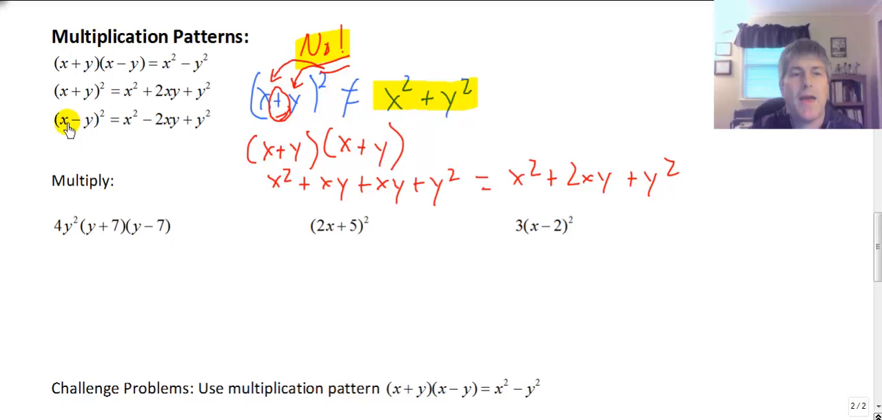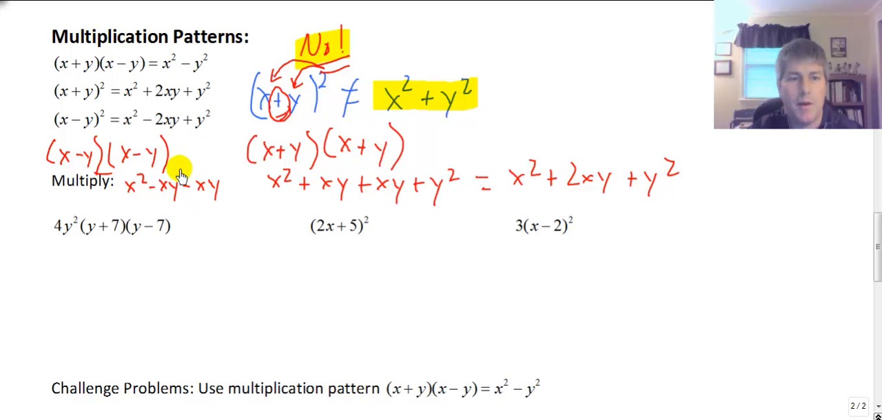And then the other final pattern, x minus y quantity squared, again, is equal to x squared minus 2xy plus y squared. This is x minus y times x minus y. That's what x minus y quantity squared is, not x squared minus y squared. And when you FOIL that out, you are going to get x squared minus xy. You see here the inner terms, and then you get minus xy again. That's why we have minus 2xy.